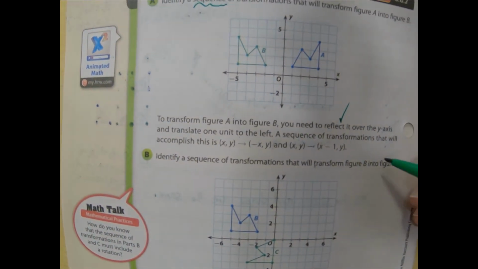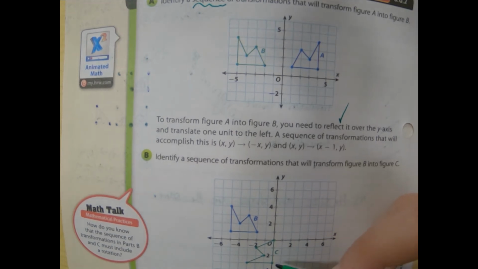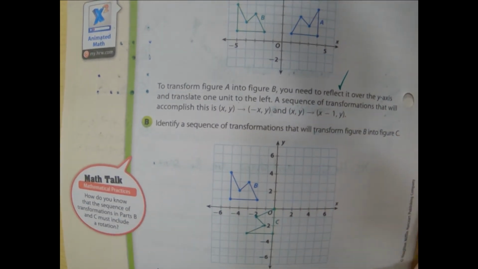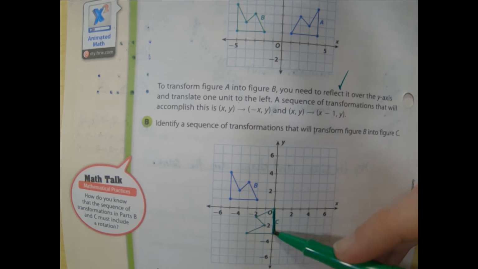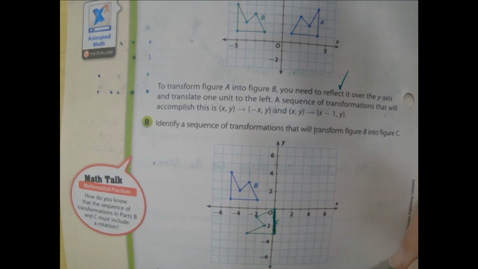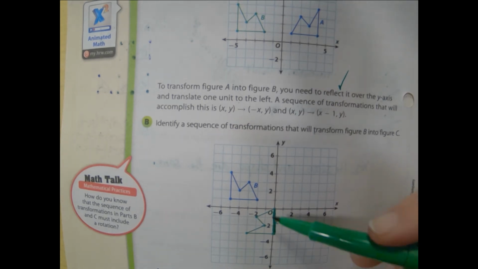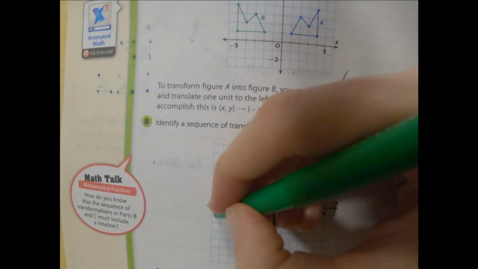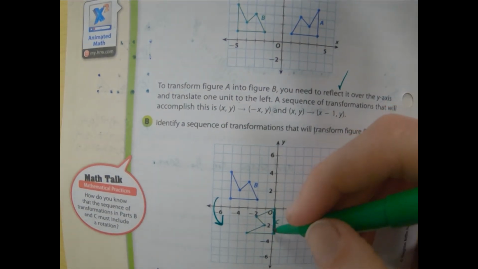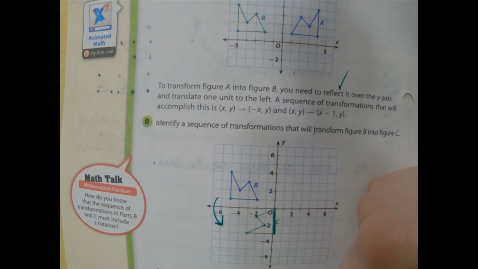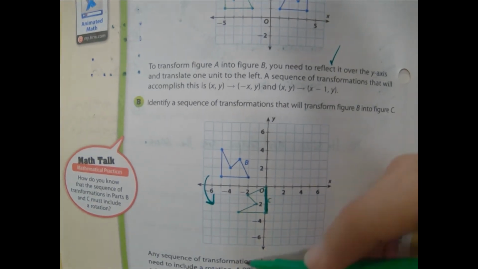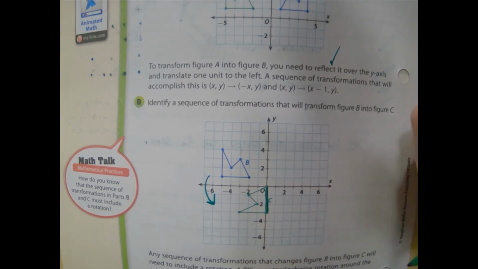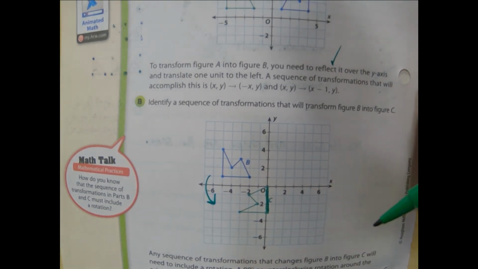Identify a sequence that will transform figure B into figure C. Any sequence of transformations that changes figure B into C will need to include a rotation, obviously because it's oriented in the wrong way. A 90-degree counterclockwise rotation around the origin would result in the figure being oriented as figure C. So if I take this figure and I move it over 90 degrees counterclockwise in this direction, I will get back to C. However, the rotated figure would be 2 units below and 1 unit to the left of where figure C is. So I'm going to also need to translate the figure 2 units up and 1 unit right.